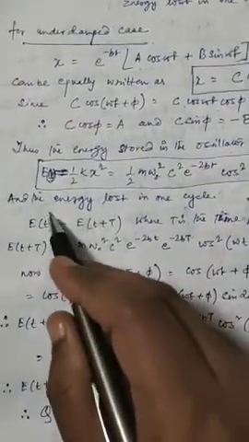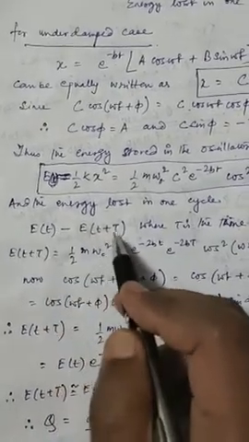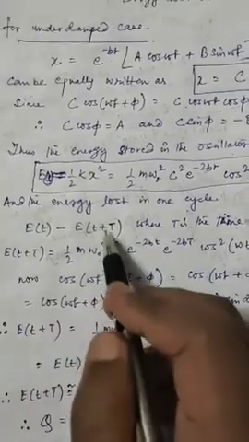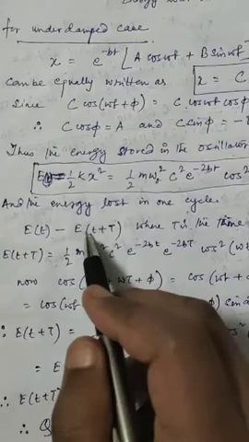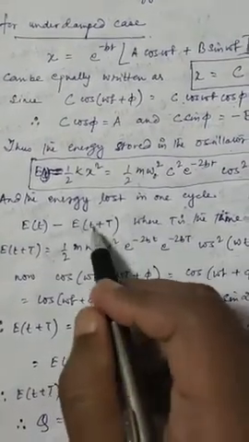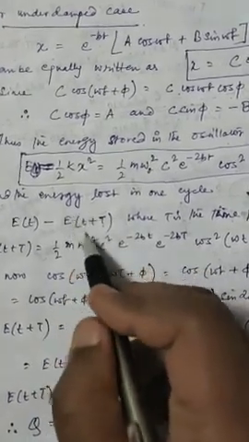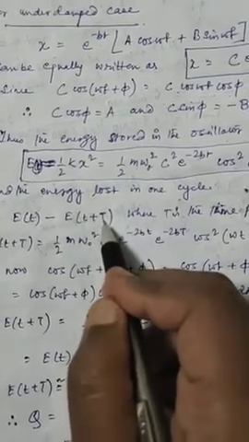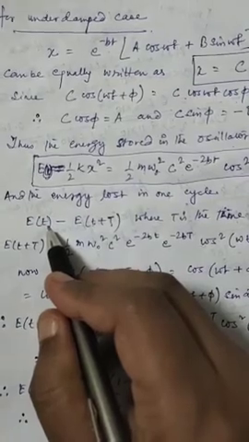So if at the start of the cycle the energy stored is E(t), and if capital T is the time period of oscillation, then what is the energy lost in one cycle? Because what is the time after one oscillation? It is t plus capital T. So this is the energy at time t plus capital T, that is after one oscillation, and this was the energy before the oscillation started.